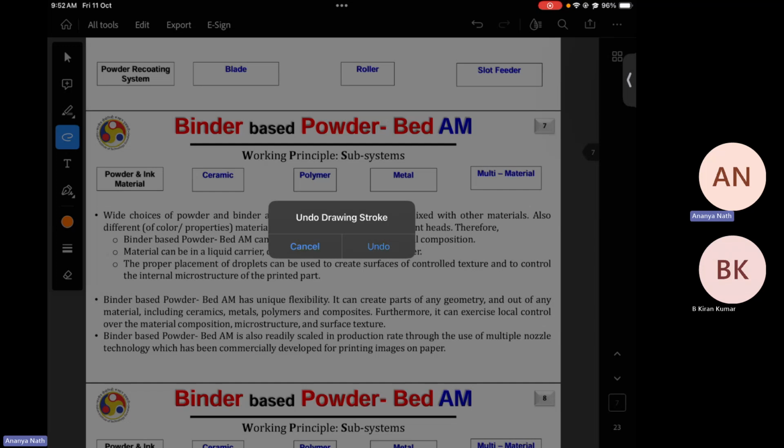So that's why by changing that, you can change the density of the part. Similarly, in case of binder jetting, you have to know how things go on.